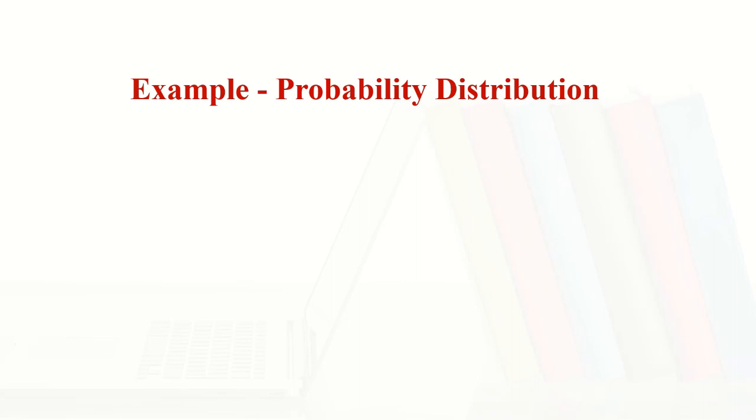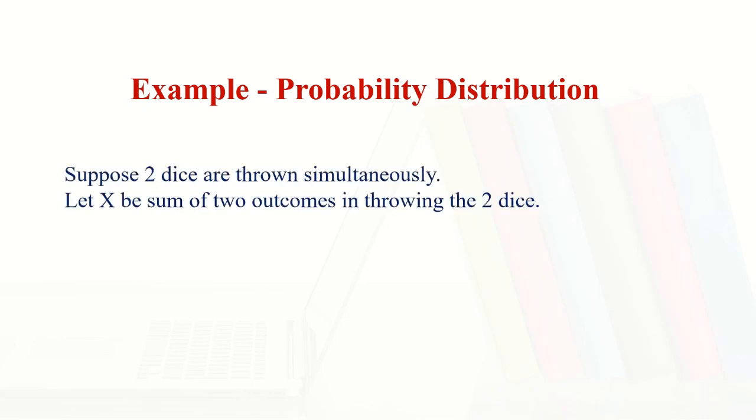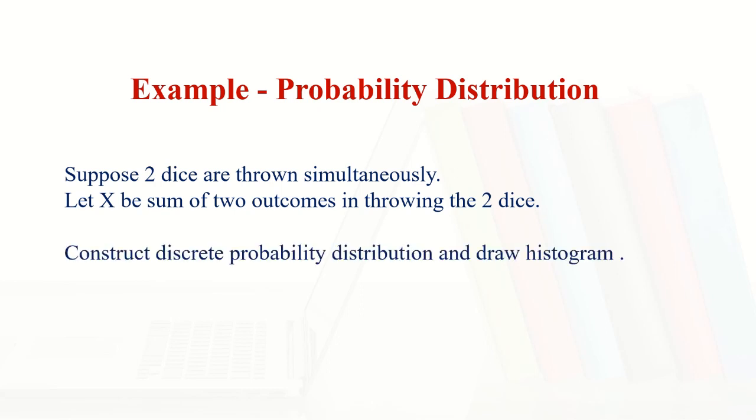In this example, I'm going to explain what is the probability distribution. Suppose two dice are thrown simultaneously. Let x be the sum of these two outcomes in throwing these two dice. In this case, we will construct the discrete probability distribution and draw a histogram. A histogram is the graphical representation of this data.